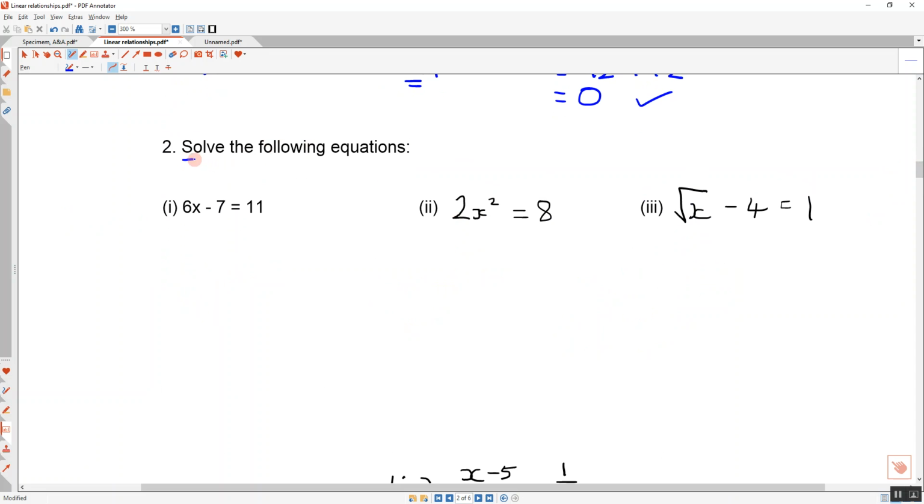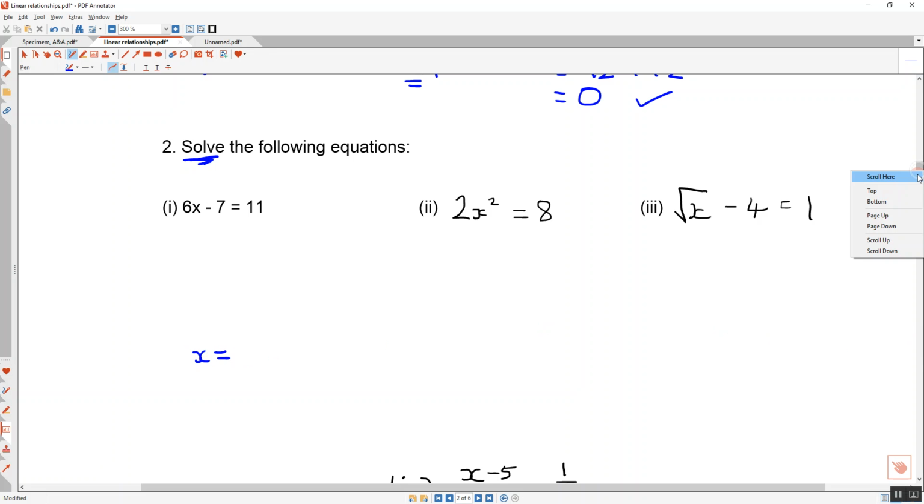When a question says solve, what does it mean? It means find the answer. Find the variable. Find the unknown. So your answer has to look like x equals something for each of these.